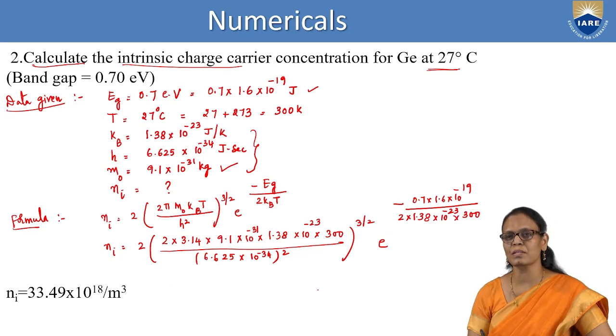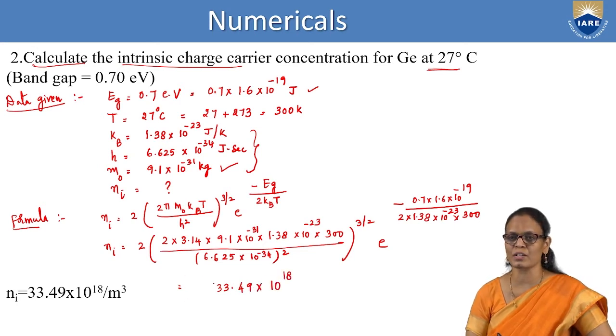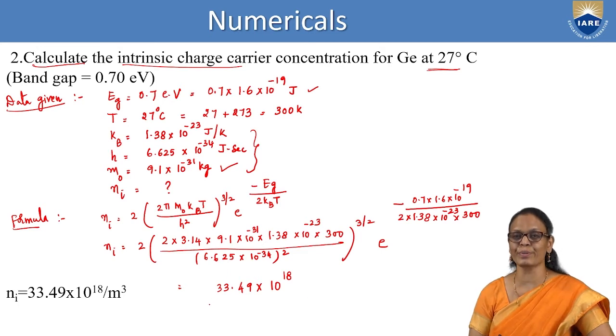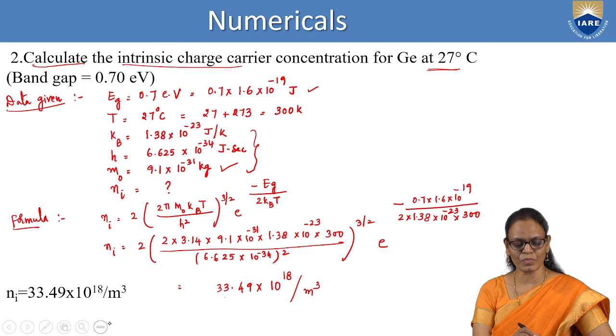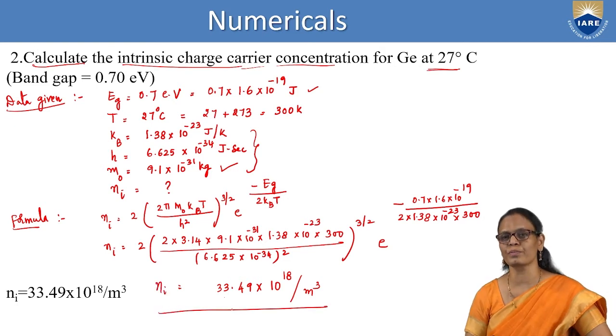So when we do the simplification, what we are going to get here is 33.49 into 10 power 18. So the number of charges per unit volume is 33.49 into 10 power 18 per meter cube. So we have got the intrinsic charge carrier concentration, that is nothing but the number of charge carriers per unit volume.